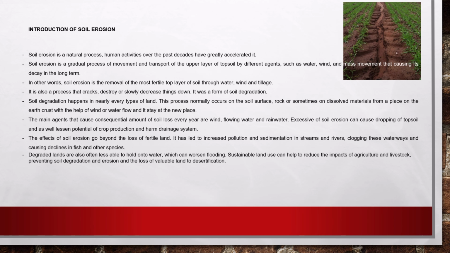system. The effects of soil erosion go beyond the loss of fertile land. It has led to increased pollution and sedimentation in streams and rivers, clogging these waterways and causing declines in fish and other species. Degraded lands are also often less able to hold onto water, which can worsen flooding. Sustainable land use can help to reduce the impacts of agriculture and livestock, preventing soil degradation and erosion and the loss of valuable land to desertification.